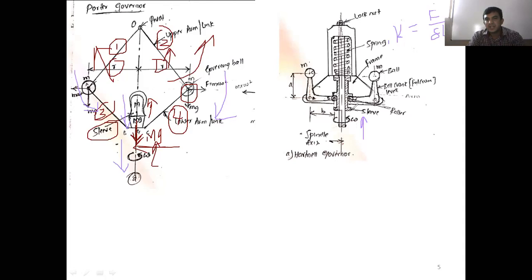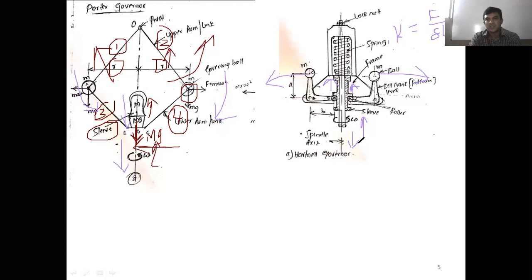Once the speed increases, the governor balls also rotate, and it moves here in this direction, which means it moves radially outward. Once it moves radially outward, the roller attached to the sleeve moves upward. The sleeve moves upward. Once the sleeve moves upward, it is attached to a throttle valve of the engine. It will cut off the fuel supply. Once the fuel supply is cut off, the engine speed rotates less. The governor shaft also rotates at less speed.